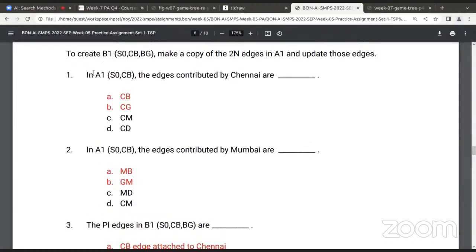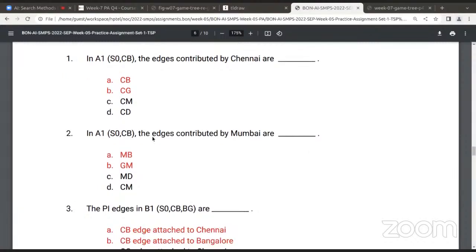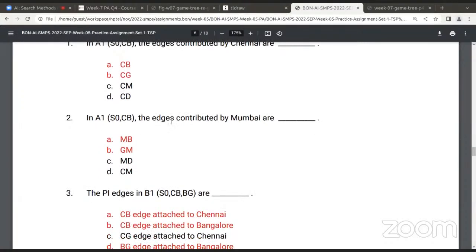In A1, that is S0, comma CB, the edges contributed by Chennai are. Now tell me the edges from the spreadsheet. Chennai is contributing Bangalore and Goa. So CB and CG. Is the answer matching? Yeah, it's matching. Now in A1, the edges contributed by Mumbai are Goa and Bangalore.